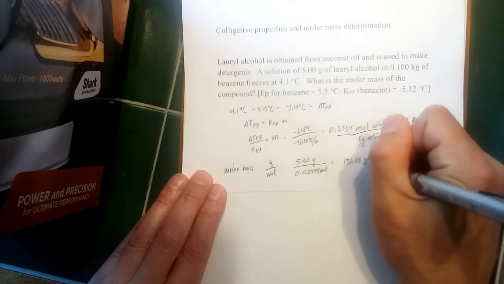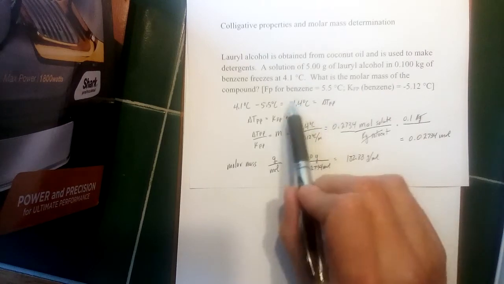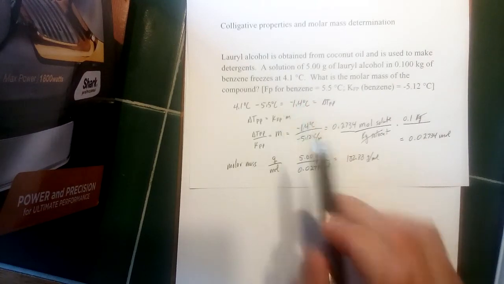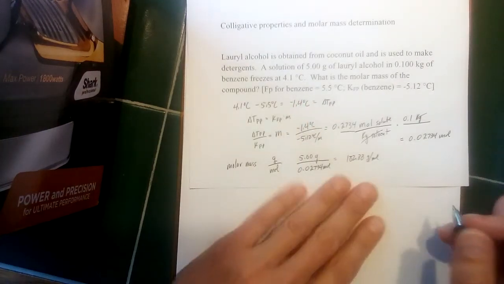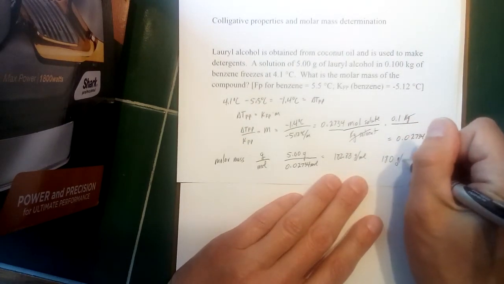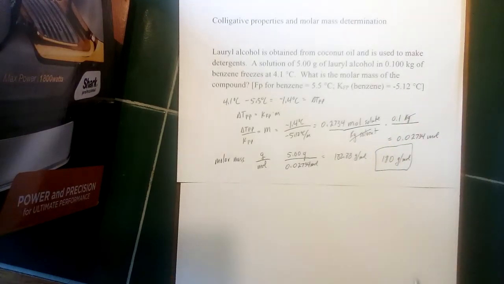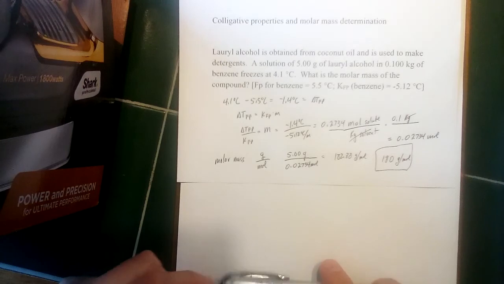182.88 grams per mole. Now, if we do look carefully back at the problem, our temperature change here is fairly small. That's going to limit us to 2 significant figures. So we should really report this as 180 grams per mole with no decimal after the 0 to indicate how precise our measurements are in that calculation.